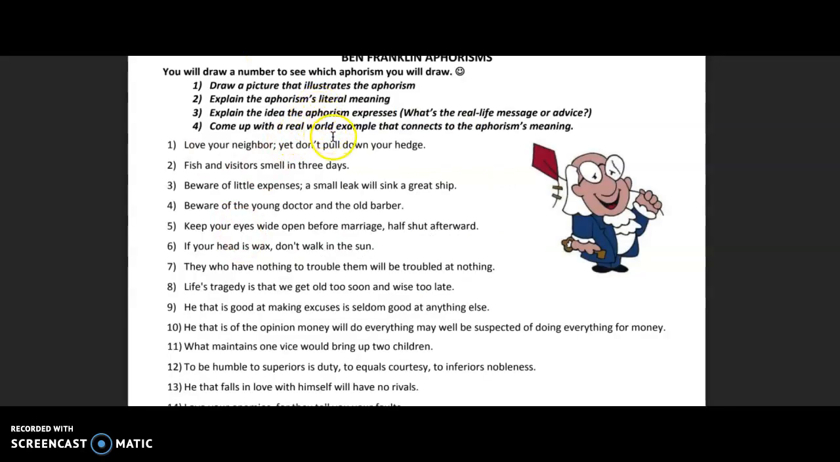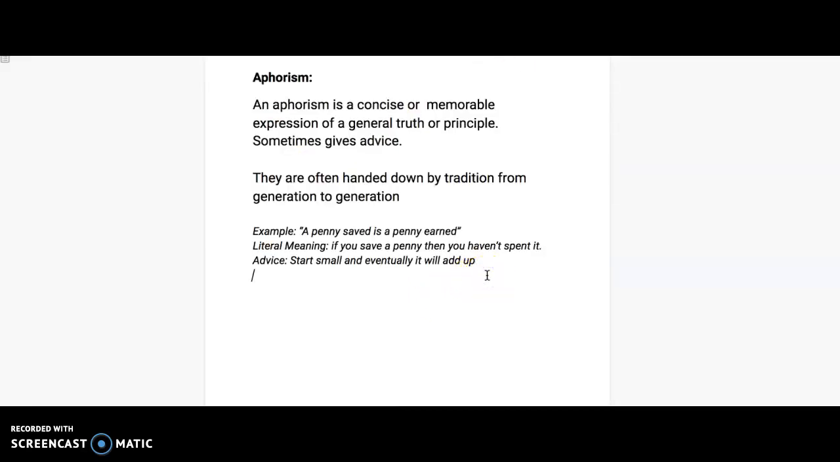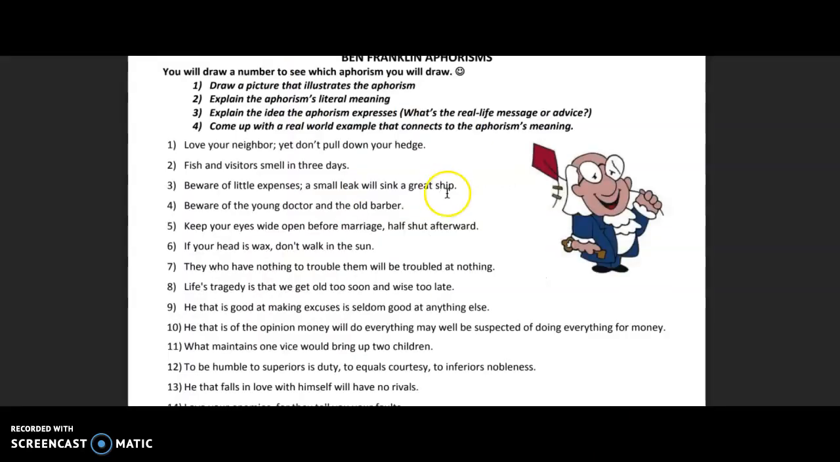Then you have to come up with a real-world example that connects to the meaning. So I would say my real-world example would be to start a savings account and put money in each week. Obviously, I'm missing the picture to go with this. You will have the picture.